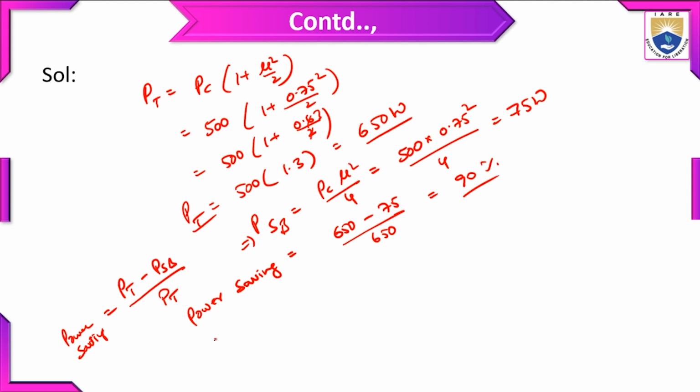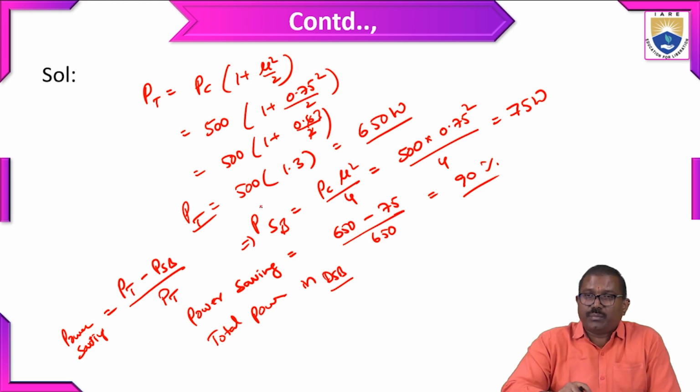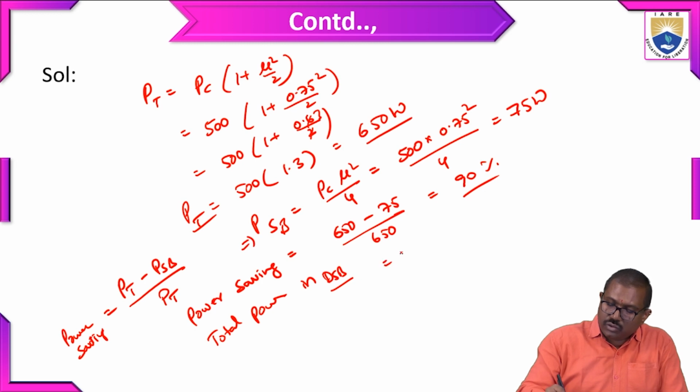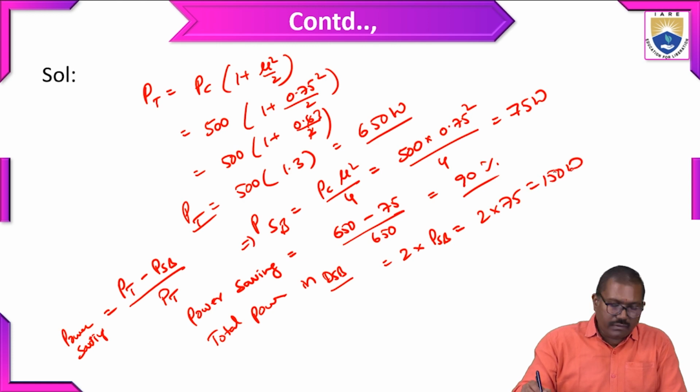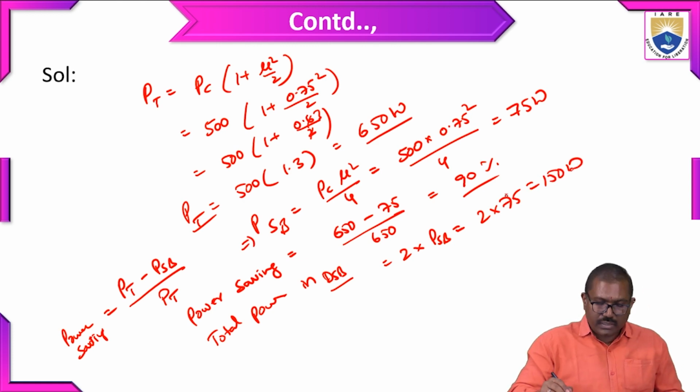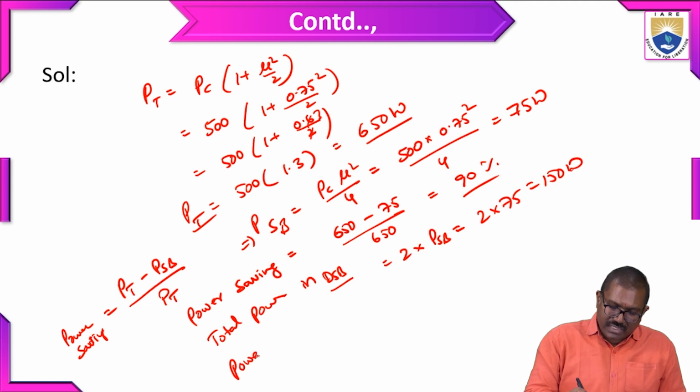So power saving in DSB, first you have to find the total power. Total power in DSB. DSB means two sidebands. Here you already calculated one sideband power. So two sidebands means 2 into PSB. So 2 into 75, 150 watts.